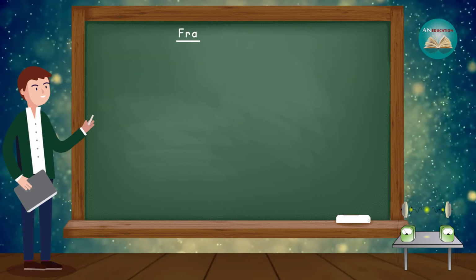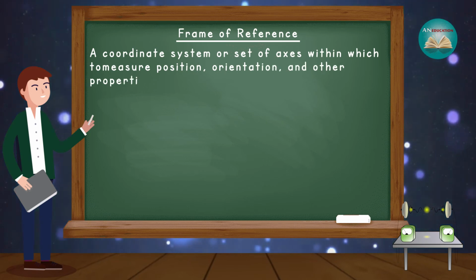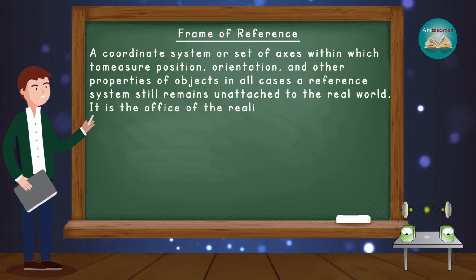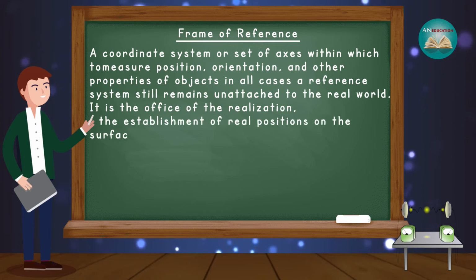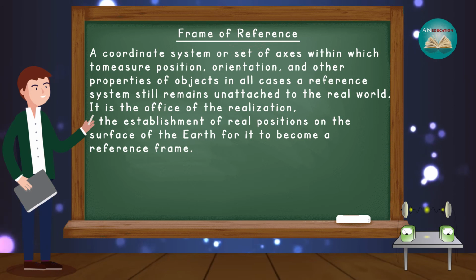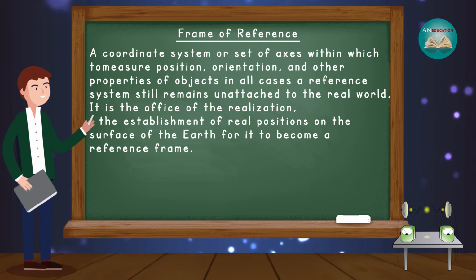After that, frame of reference: a coordinate system or set of axes within which to measure position, orientation, and other properties of objects. In all cases, a reference system still remains unattached to the real world. It is the office of the realization, the establishment of real position on the surface of the earth, for it to become a reference frame.